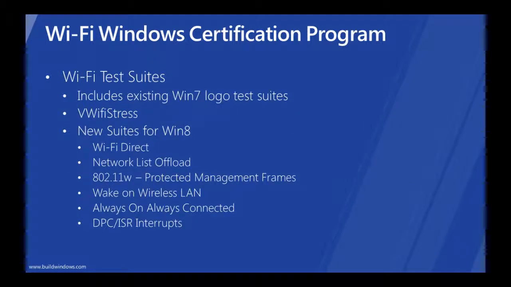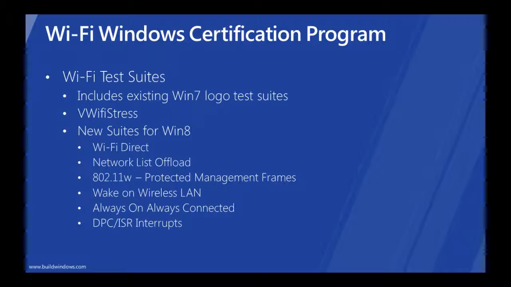Moving on next, I will provide a brief overview of what we have as content in the WC Wireless Kit. This includes all the existing Win7 logo test suites. On top of that, we have added new test suites related to the new features for Windows 8, which include Wi-Fi Direct, which is PC to PC connectivity, then network list offload, which is the feature wherein we can offload the network list to the hardware for better connectivity times and experience. Then we have 802.11w, a new protocol for protected management frames.